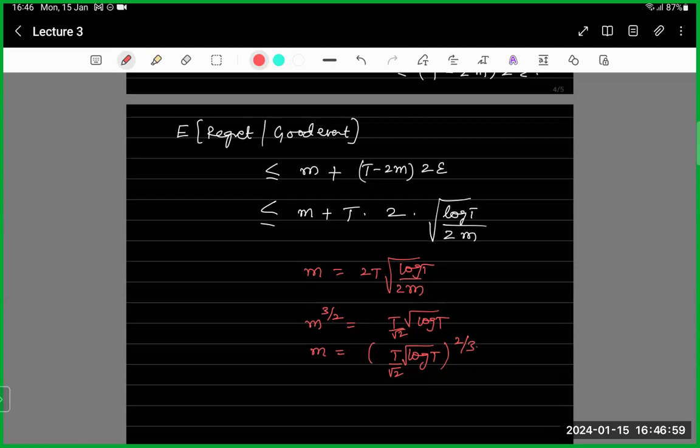Okay, so forget about the constants, I'll say order of. I'll choose m to be order of T root log T to the power 2 by 3. So the regret will also be order of this, right? Because it's 2 into m for this case. So this is order of T power 2 by 3. It's not linear regret, it's sublinear.